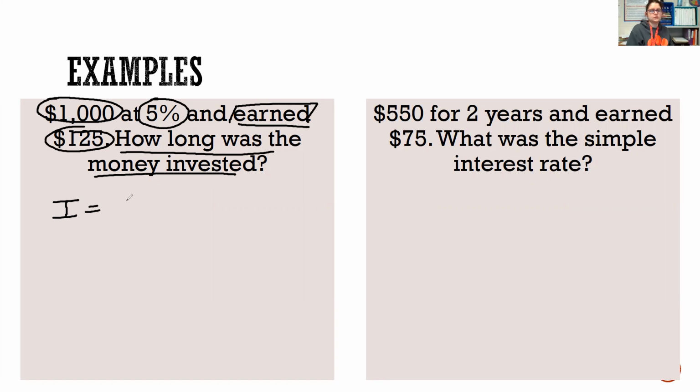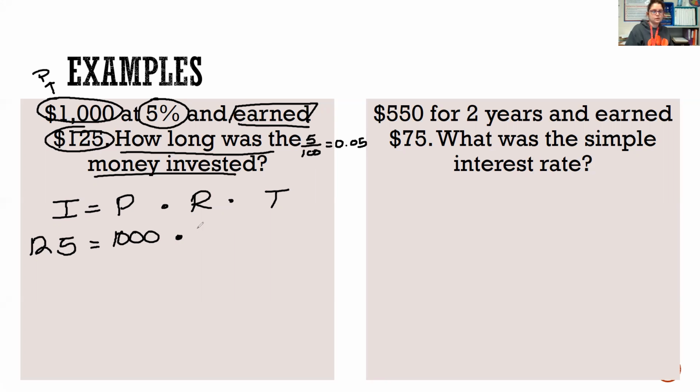So I equals P times R times T. So I have my interest. I have how much I earned. That's $125. I have my principal. That's how much I started with. That's the $1,000. And I have my rate. That's 5%. We're going to divide by 100 to get 0.05. And as my question indicates, how long, I'm looking for time.